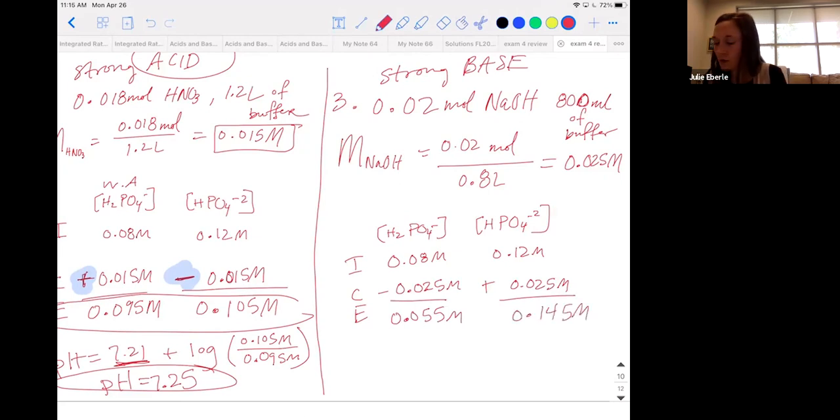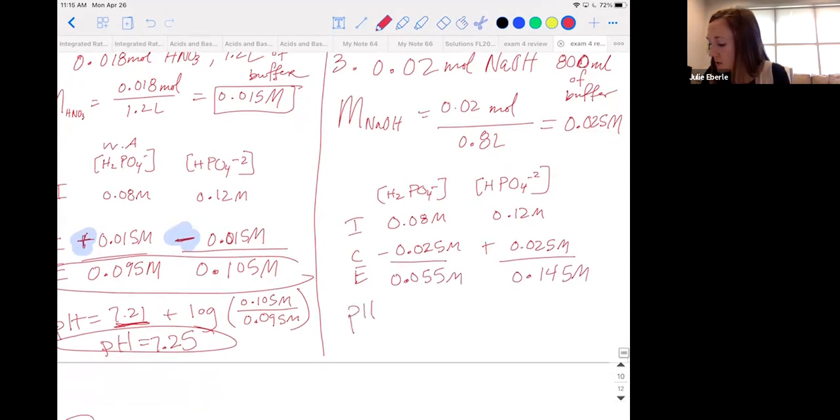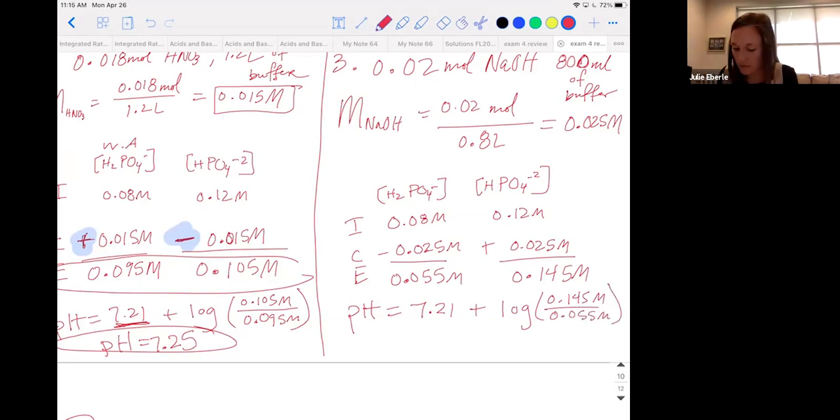All right, those are your new concentrations. Now you plug this into Henderson-Hasselbalch. So pH equals pKa, which is the same as before, 7.21, because we have the same weak acid buffer component, plus the log of, now you plug in 0.145. Always put the conjugate base concentration on top, and 0.055 of the weak acid on bottom. So your equation becomes 7.21 plus the log of 0.145 divided by 0.055.